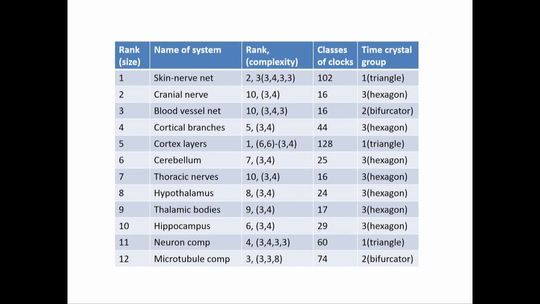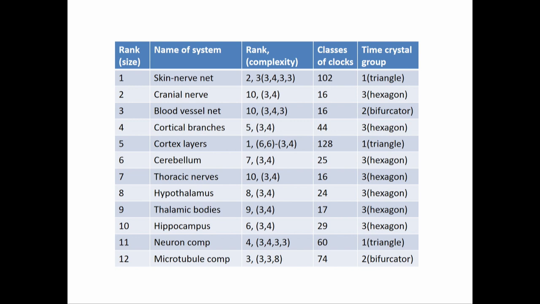For each group, we carried out extensive electromagnetic simulation studies, and experimental studies in some cases, and found that the most complex clock network in the brain is cortex layer number 5. Number 2 was the most surprising thing. Number 2 was the skin nerve network.